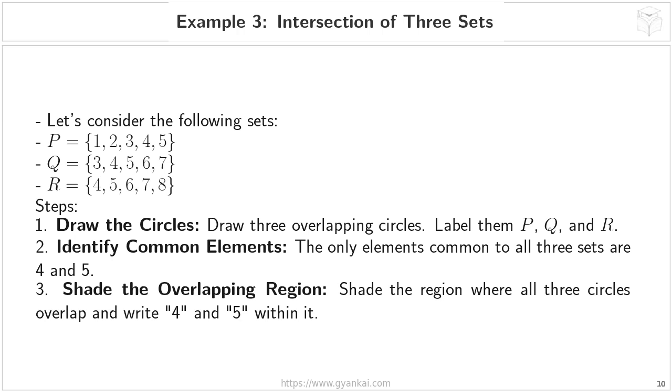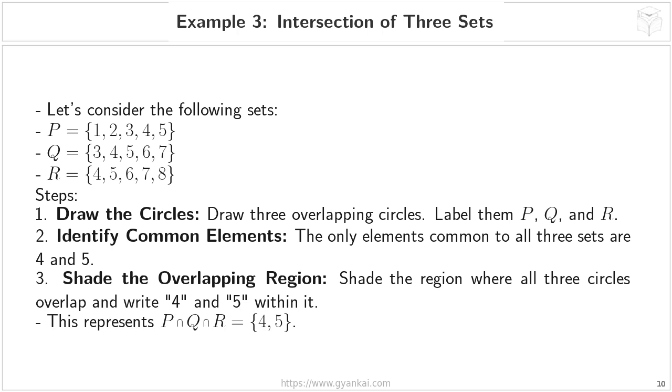Finally, step 3 is to shade the overlapping region. Remember, for three sets, the intersection is the area where all three circles overlap. So, we shade that central, overlapping region and write the numbers 4 and 5 inside it. This visually represents that the intersection of sets P, Q, and R, which we write as P intersection Q intersection R, is equal to the set containing 4 and 5.